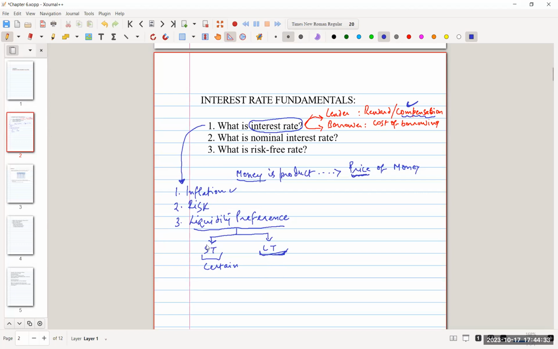So the general preference would be to gravitate towards more short-term loans. Investors or loan givers usually have a tendency to prefer short-term loans, right? To give off short-term loans.